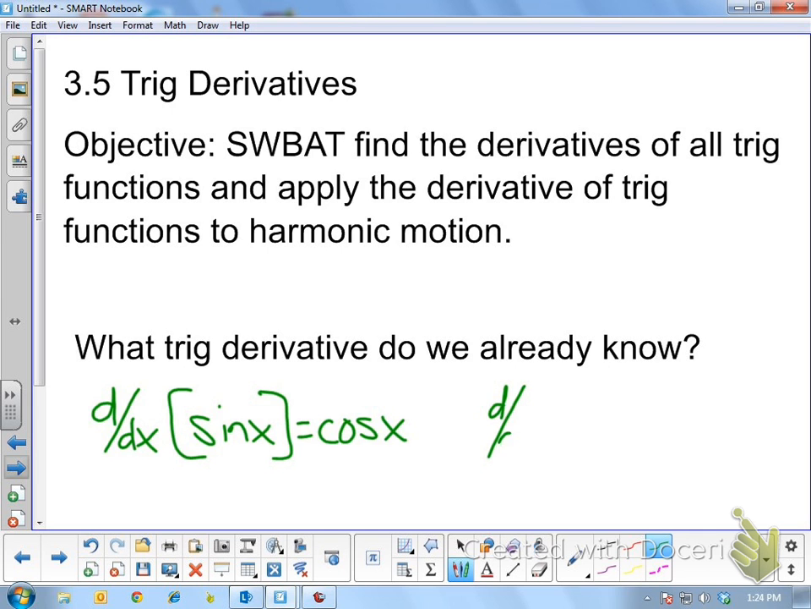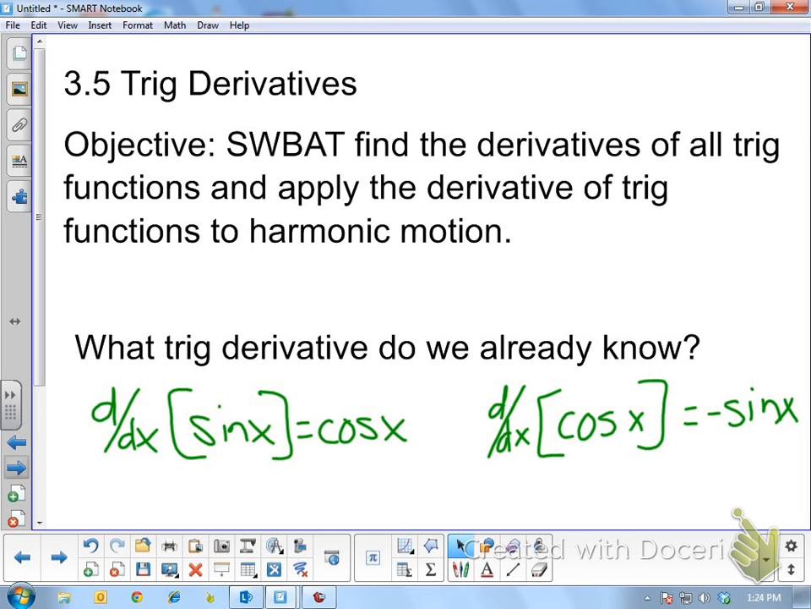Wait, what does negative sine look like? I will show you. Let's look at it graphically and I'll show you.